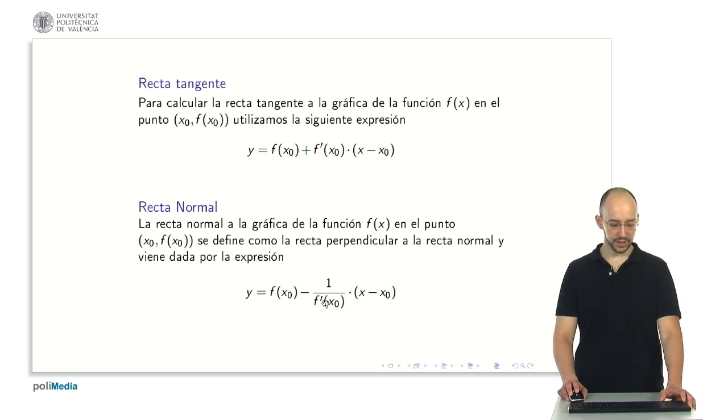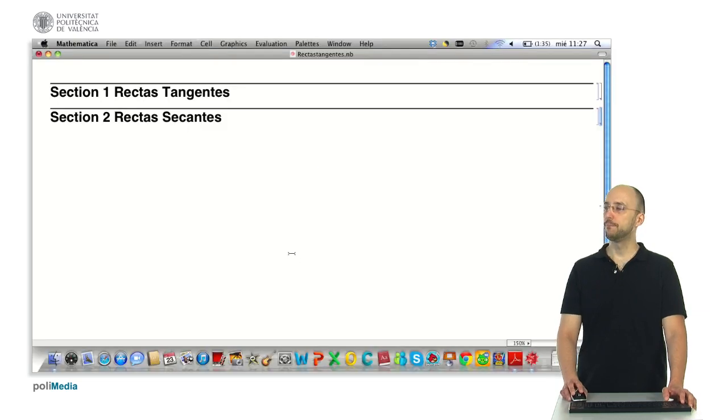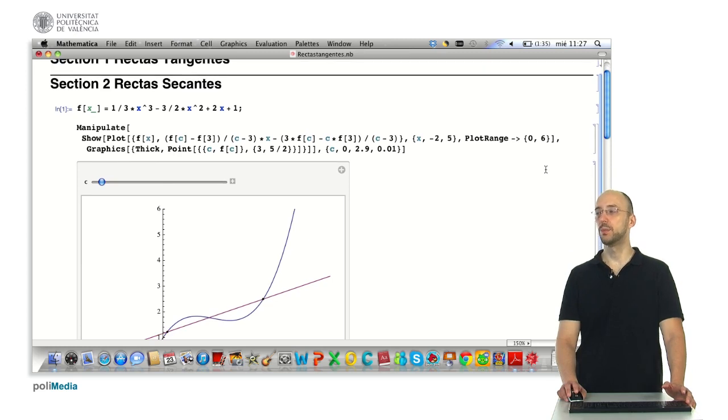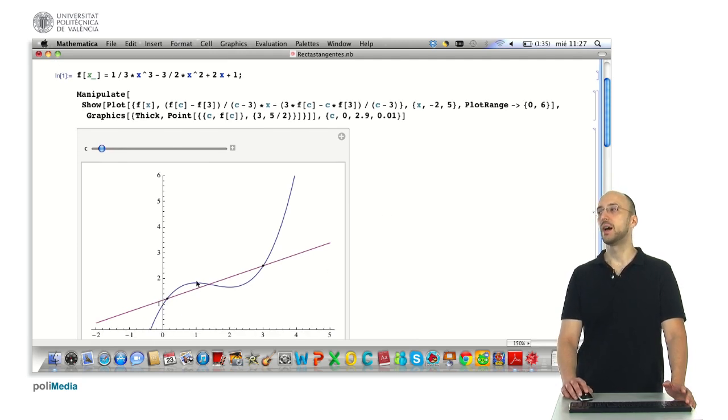Before we conclude, I'd like to review what we've covered so far. It consists of the following. See how secant lines work. I'm going to open the Mathematica program where I've prepared a demonstration of how secant lines work. This is the same example I showed earlier in the presentation. The function 1/3 of x cubed minus 3 halves of x squared plus 2x plus 1 is represented in blue, and in red I've represented the secant line.